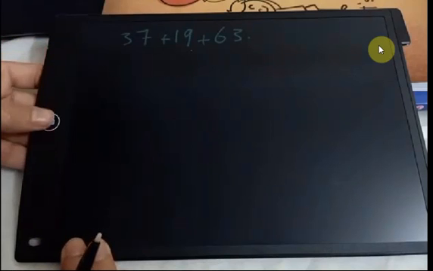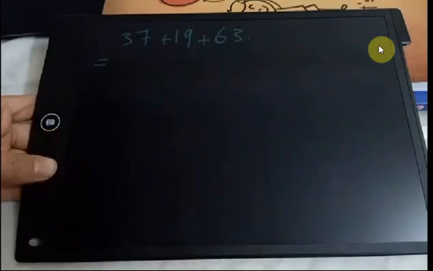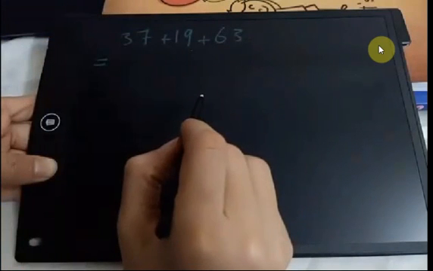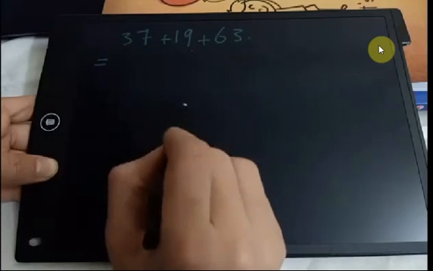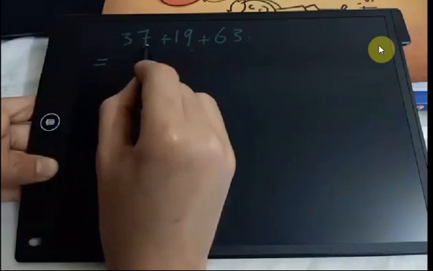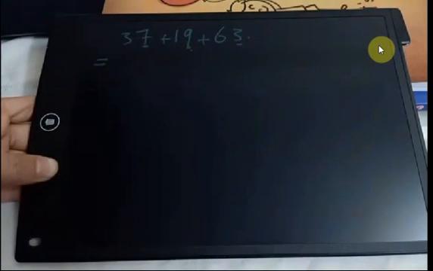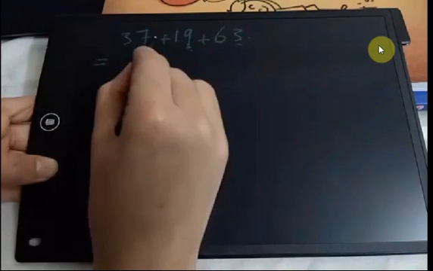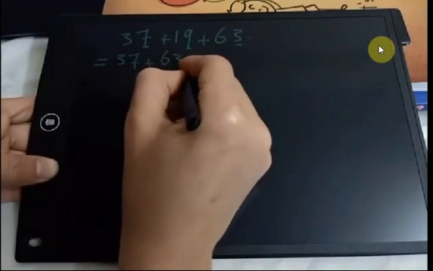So the first thing, I will use the commutative. And the commutative means that I'm changing the place of the numbers. But which two numbers will I change? I'm searching for two numbers that will give me 10. Why 10? To make the question easier. So here, this is 7, and this is 9, and this is 3. Which two numbers will give me 10? 7 and 3. So I will move this number beside this number. So here, 37 plus 63 plus 19.